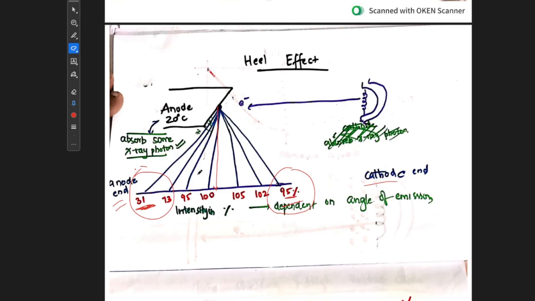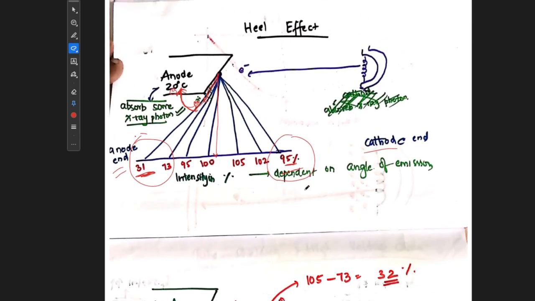The main reason for the difference in intensities is that initially, when X-rays are emitted, they have the same intensity, and the remaining is absorbed. A few X-ray photons are absorbed by the anode itself. The anode is positive, and when the electron hits the anode, a few of the X-rays produced at the anode end are absorbed by the anode itself. Because of this absorption at the anode end, the intensity of X-rays is less when compared to the intensity of X-rays at the cathode end.